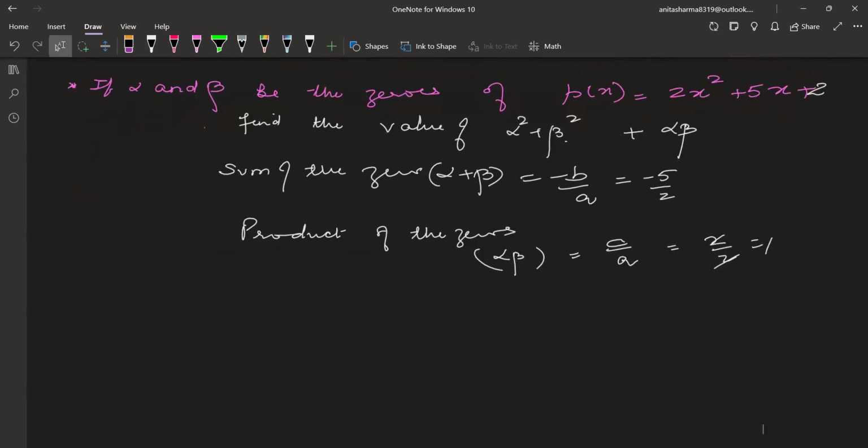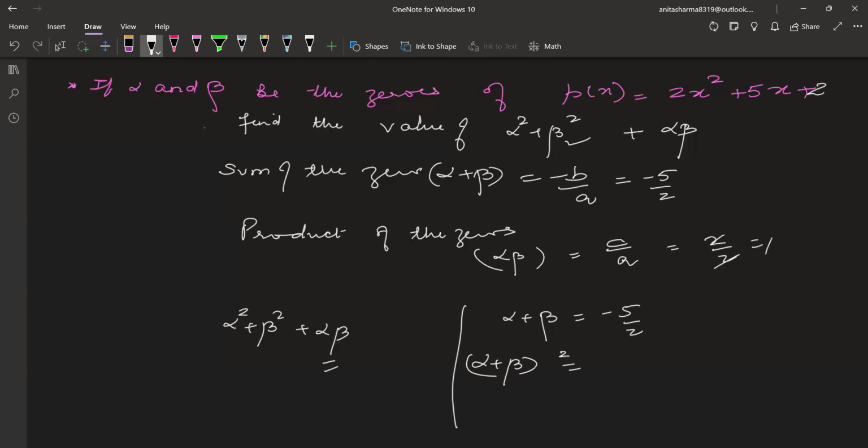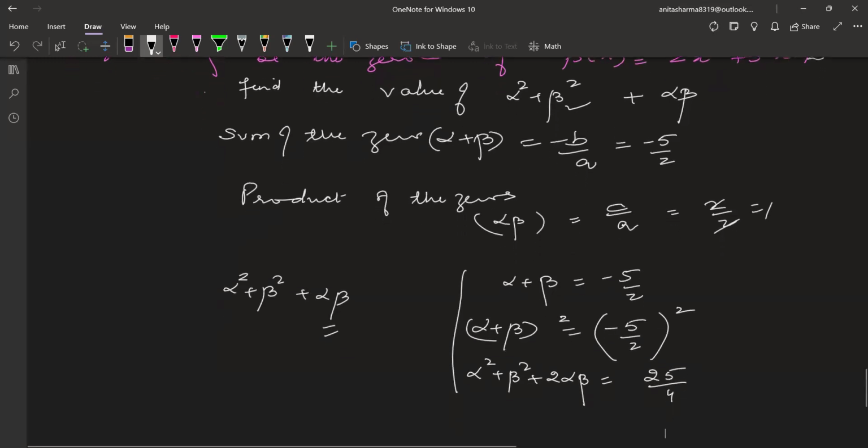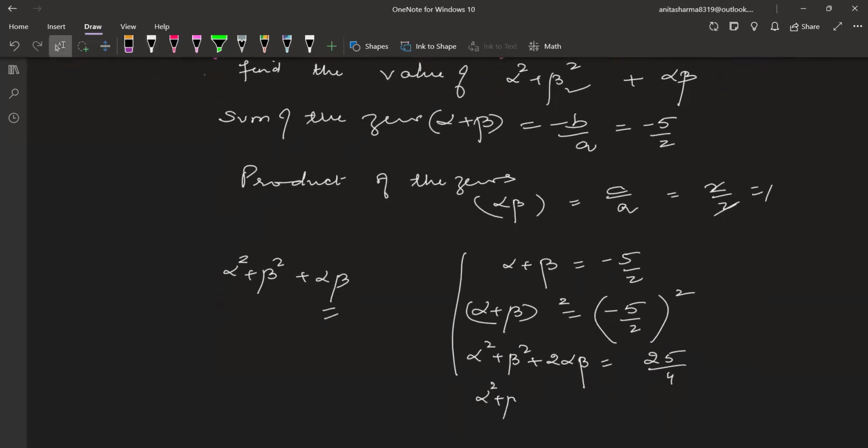So children, see here. We have to find alpha square plus beta square plus alpha beta. But we have only alpha plus beta, that is minus 5 by 2. So what we can do? We want in square, so we will square both sides. So alpha plus beta whole square will be equal to minus 5 by 2 whole square. Now open the identity. Alpha square plus beta square plus 2 alpha beta is equal to 25 by 4. Is it clear?